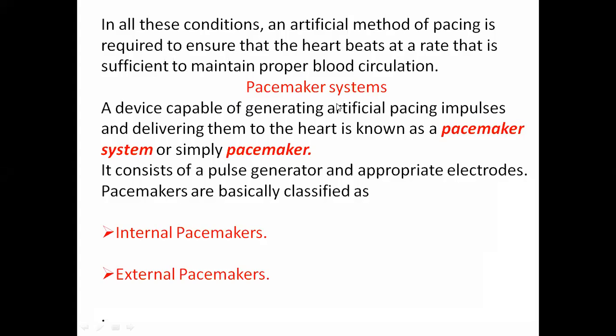Coming to the pacemaker systems. Up to now we have discussed what problems occur in the heart and the functionality of the heart while sending the electrical signals. If the proper functionality does not happen, how do we restore it? That is discussed here. By using a pacemaker, we can produce artificial impulses, and those are applied to the heart.